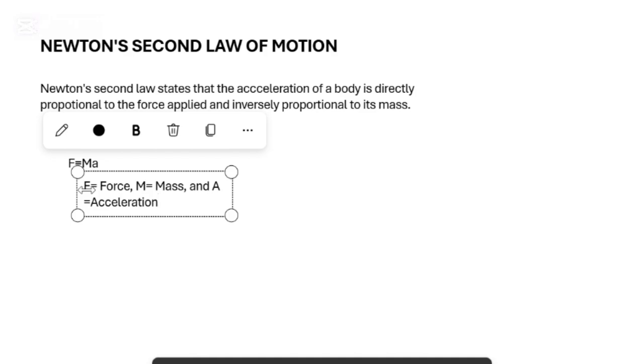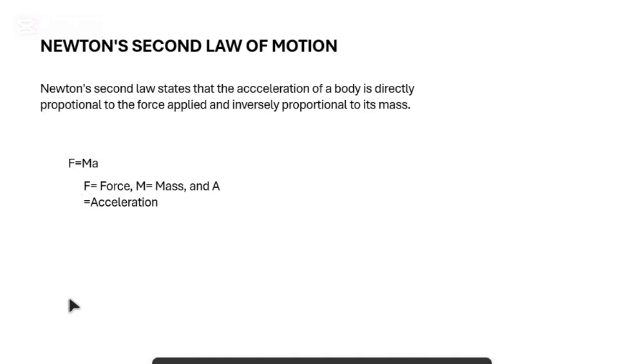So let's take a very simple example. If you push a small ball and a heavy box with the same force, the ball will move faster, the box will move slower because it has more mass.